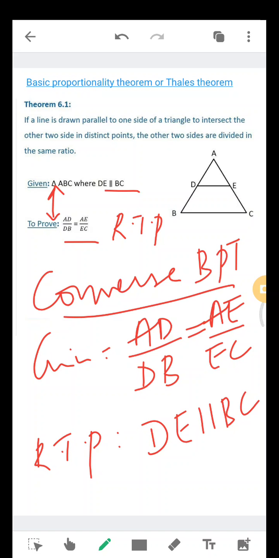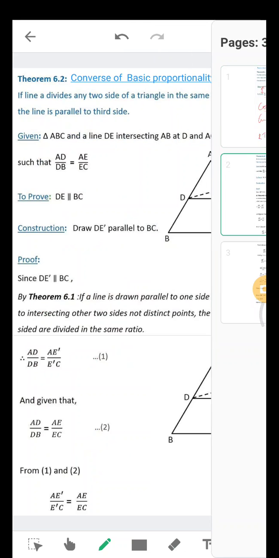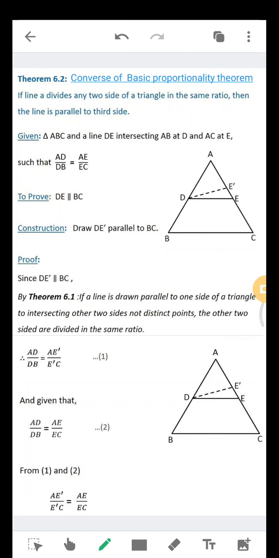So let's continue. Hope you are clear with this. What is the converse of BPT? The converse of BPT theorem is here now. You can see, you just write it as: if a line divides any two sides of a triangle in the same ratio, then the line is parallel to the third side. So here given is AD by DB is equal to AE by EC.